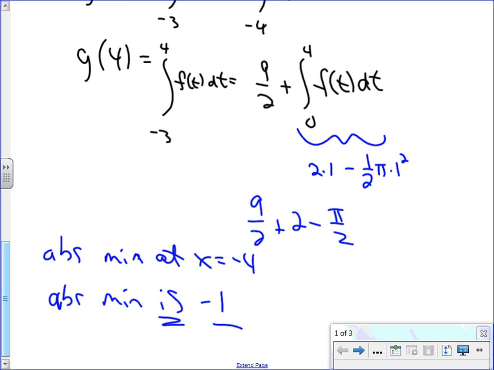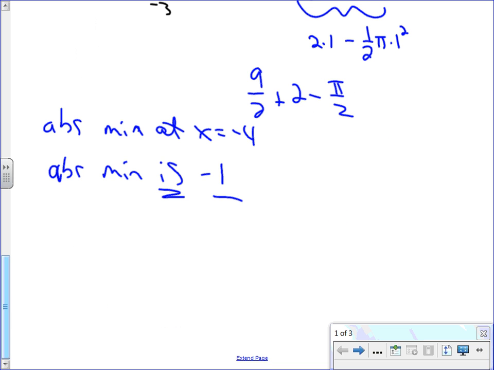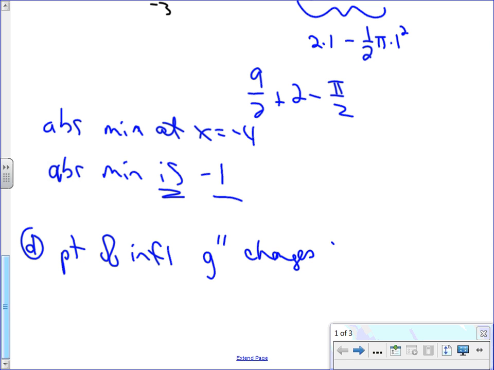Find all values at which the graph has a point of inflection. So, point of inflection. How do you find that? But not for this problem, not F. What do they ask? What's the name of the function we're working with? G. G double prime changes sign, okay? G double prime changes sign.